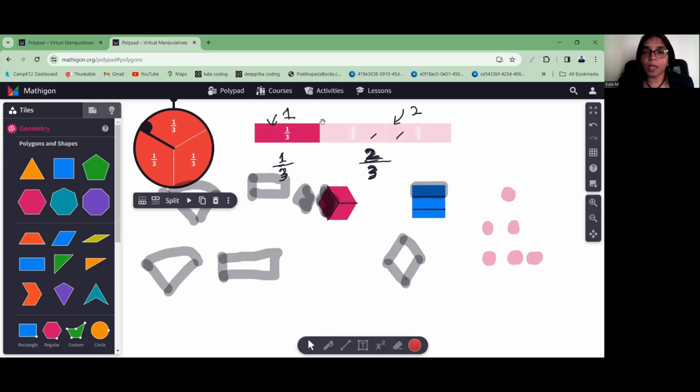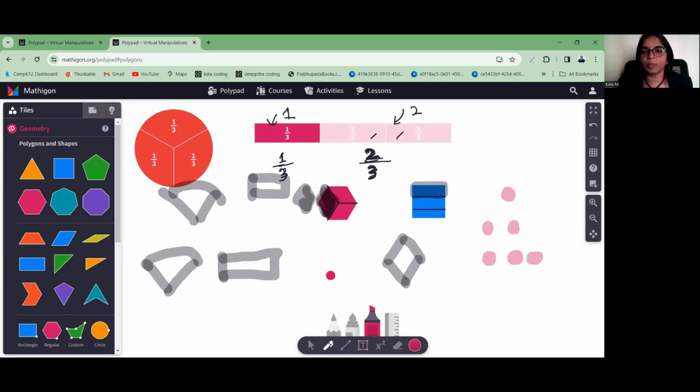Now, 2 pieces out of 3 pieces is white color. White color is how many? 2 pieces out of 3 pieces. You can also read it like this: 2 pieces out of 3 pieces, right?